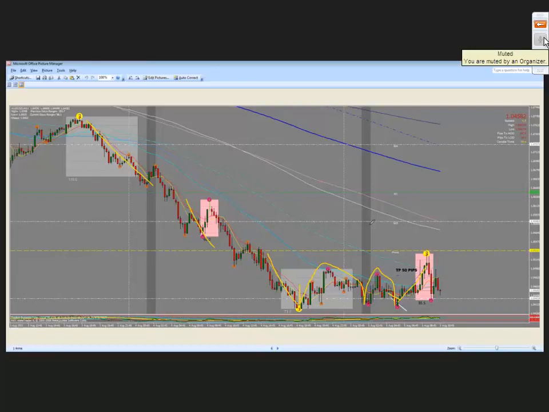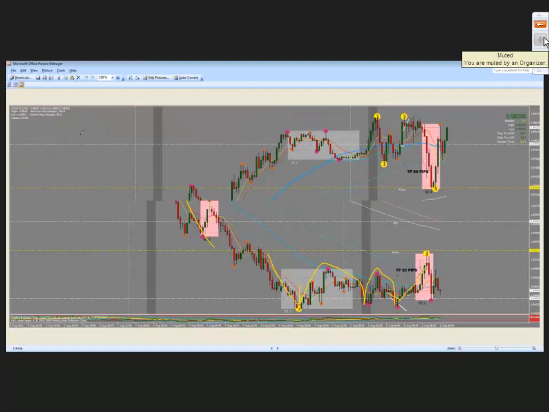Okay, this was Australian USD. I took it in 2 bars to the water, a 30-minute trade. Got out at the watermark. We'll go over it in a second.